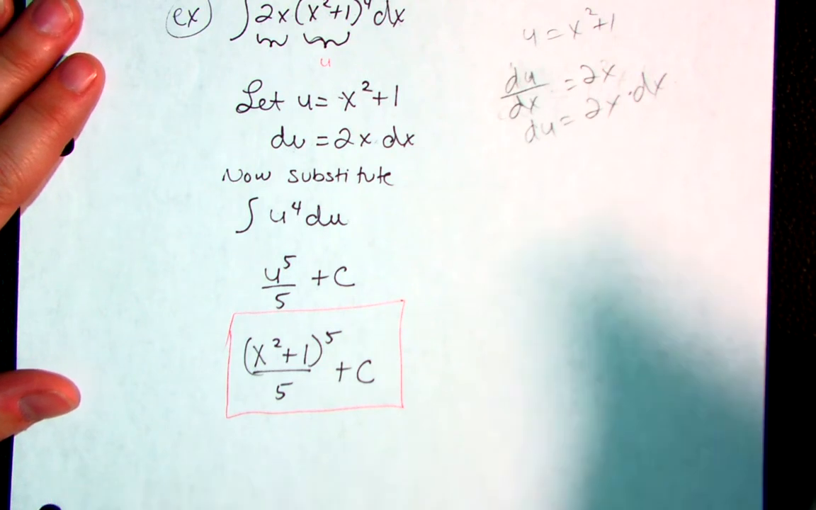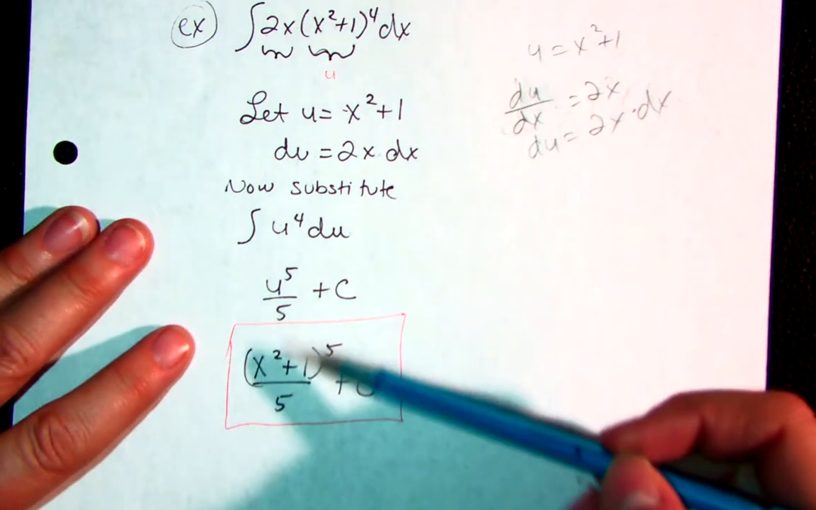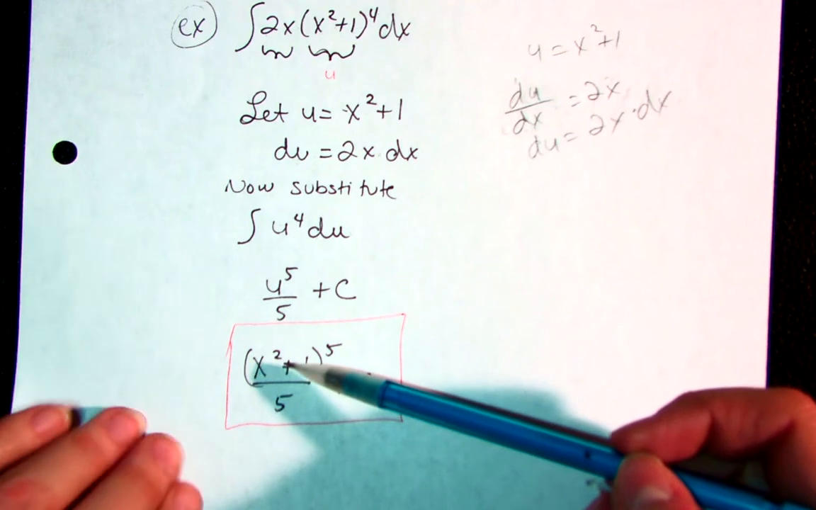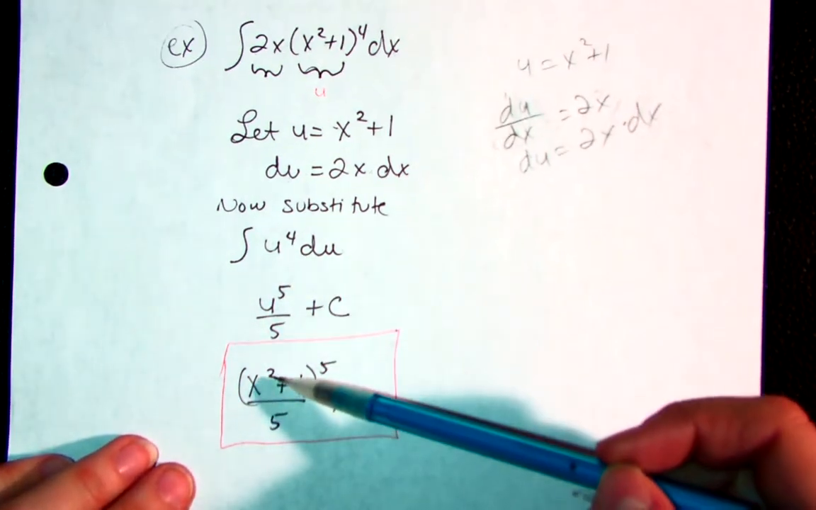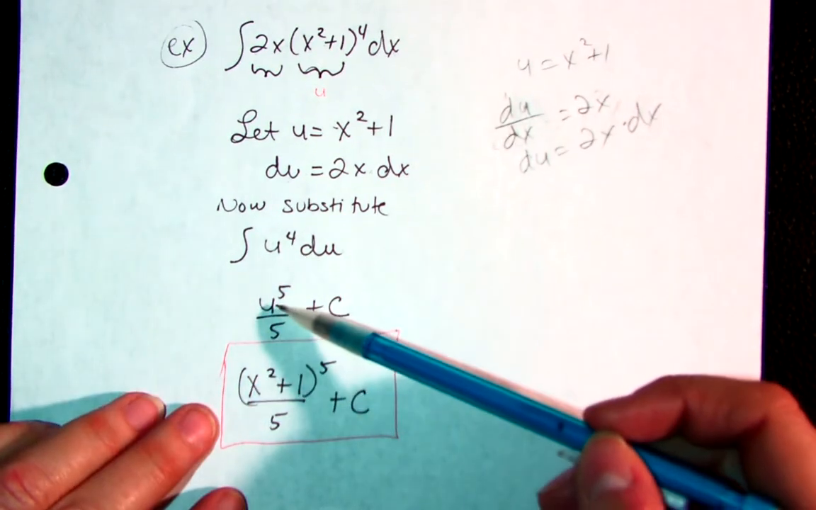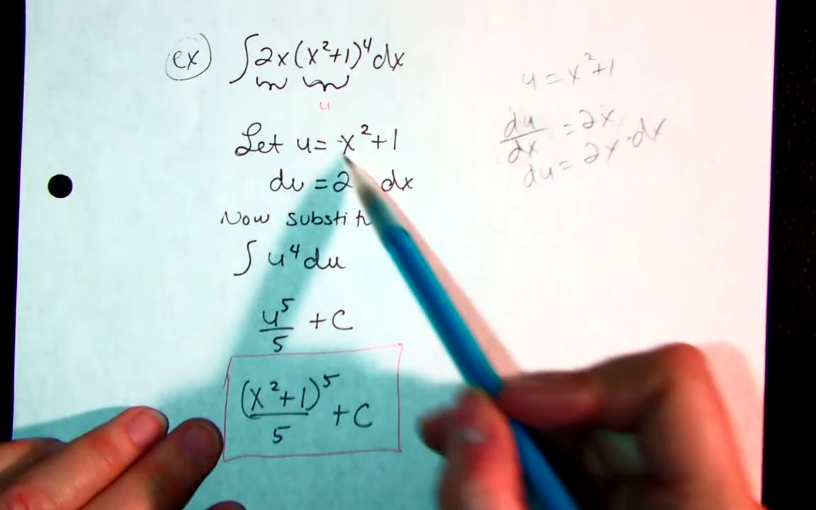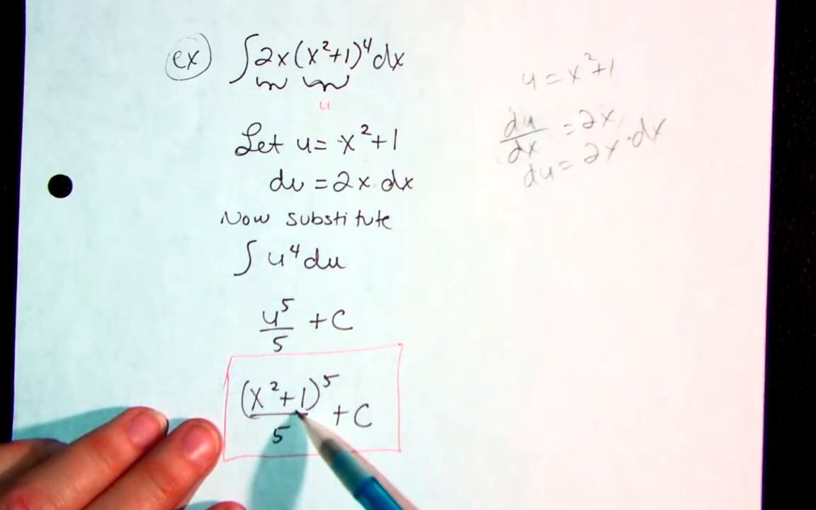Then what I do is I go back and I resubstitute back in my x. Once I've done integrating, I'm now successful with it. So all I have to do is go back and take my u, which was x squared plus 1, and resubstitute it back in.